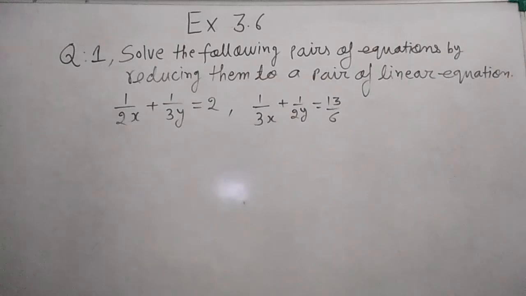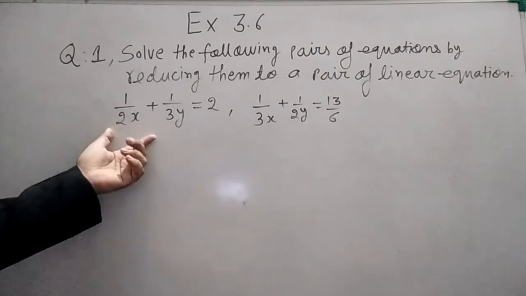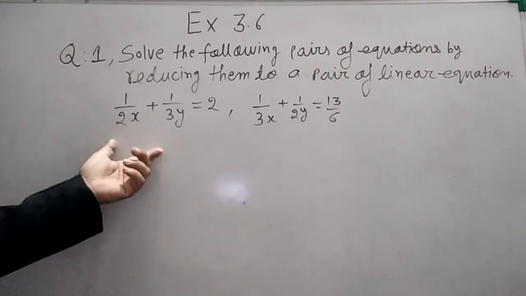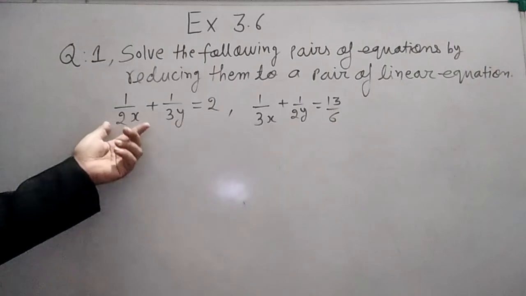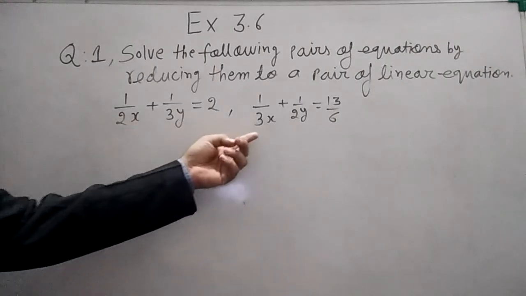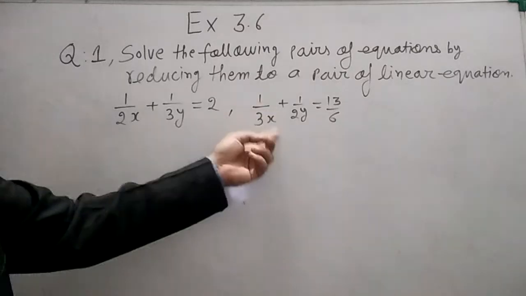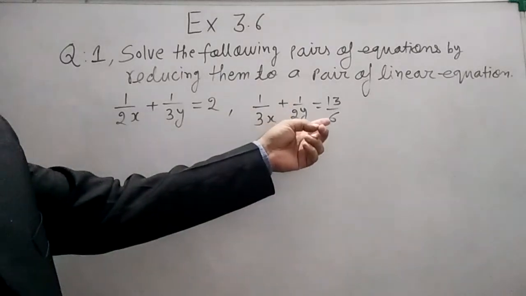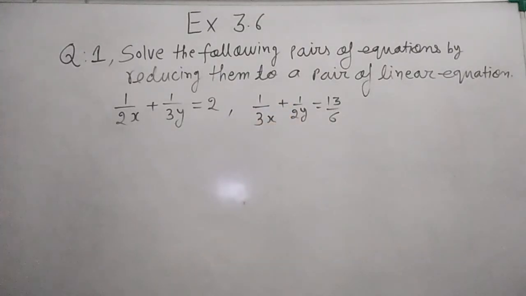Solve the following pairs of equations by reducing them to a pair of linear equations. Dear student, क्वेश्चन लिख दिया हमने, इसको सॉल्व करना है. 1/2x plus 1/3y equal to 2, and the second equation 1/3x plus 1/2y equal to 13/6. We have to solve this. How will we solve this question, dear student? Let's try to understand.